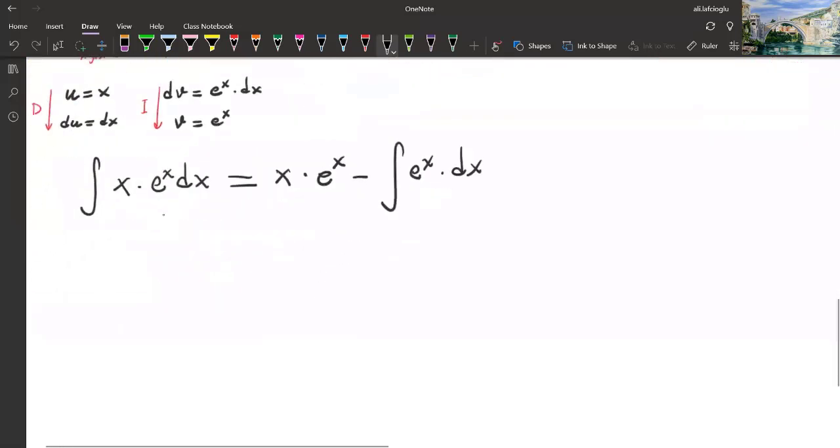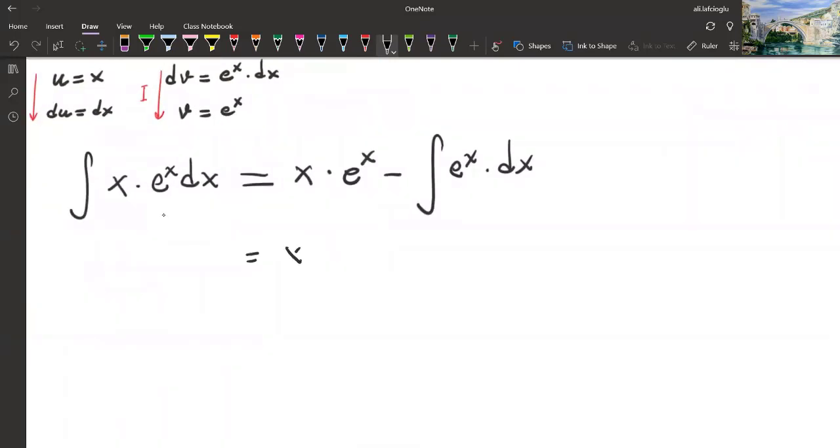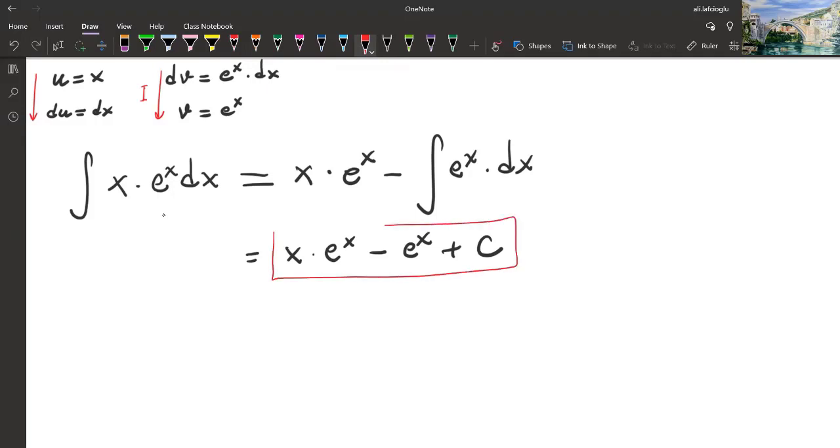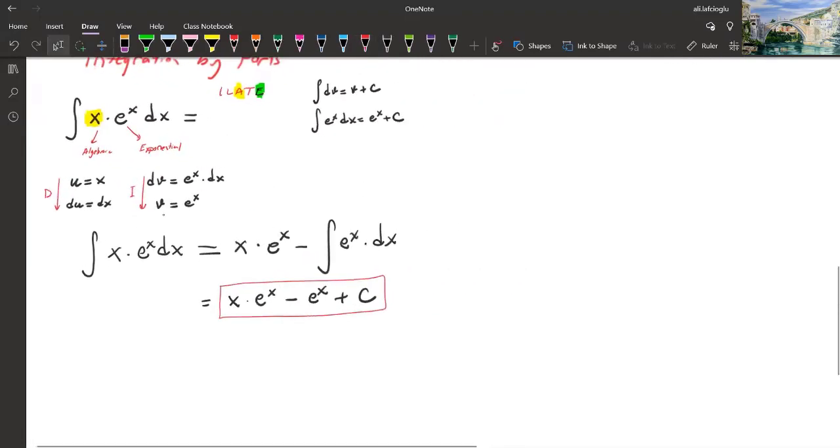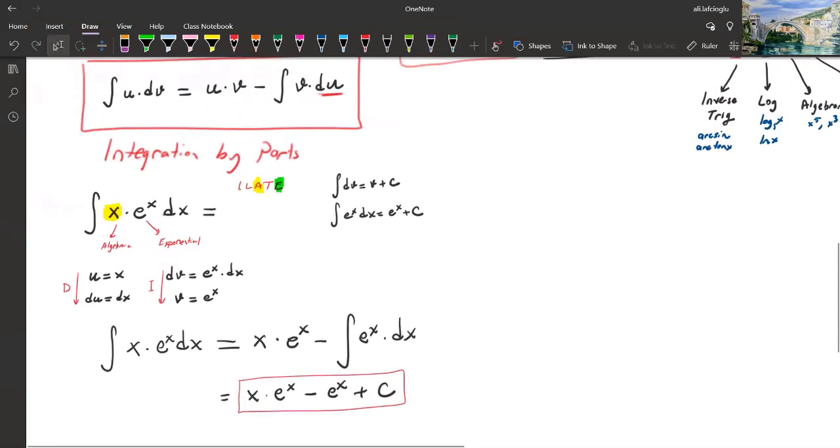Now our integral becomes this. x times e to the power of x, minus the same basic integral of e to the power of x, plus c. So this is our result. The integral of x times e to the power of x dx is this. When you take the derivative of this function, you will get x times e to the power of x. So this rule is known as integration by parts.